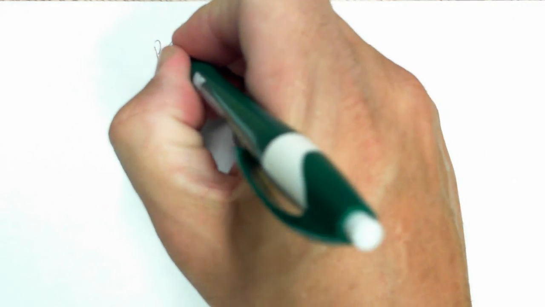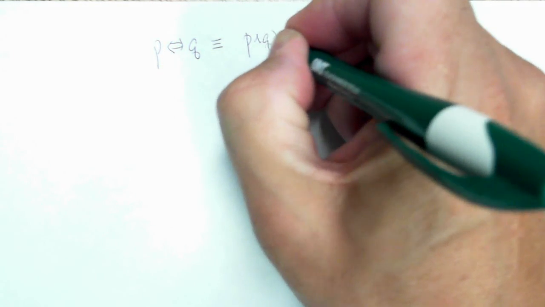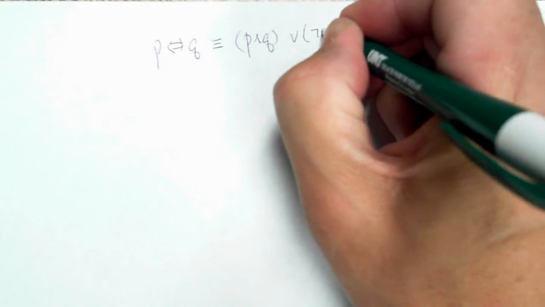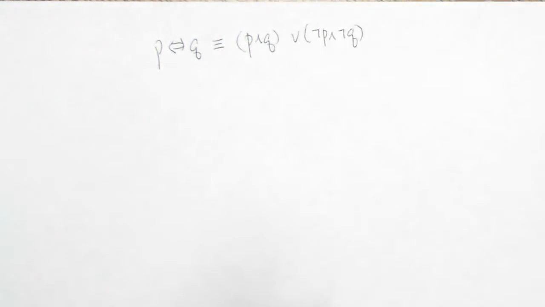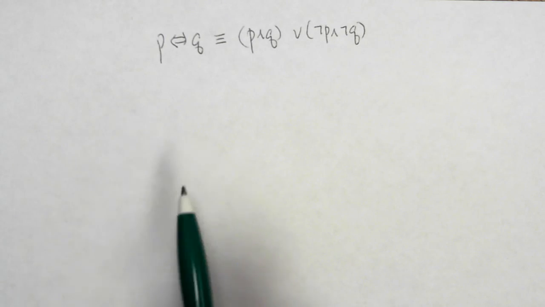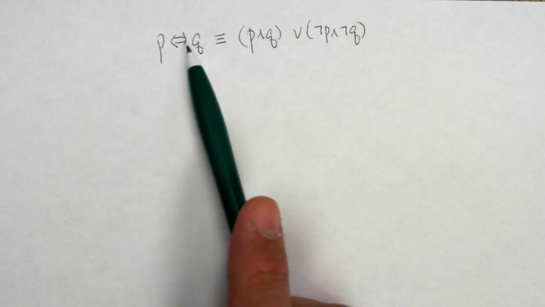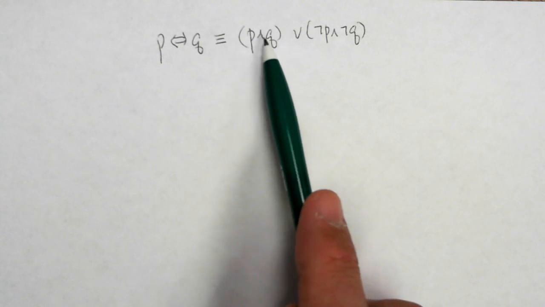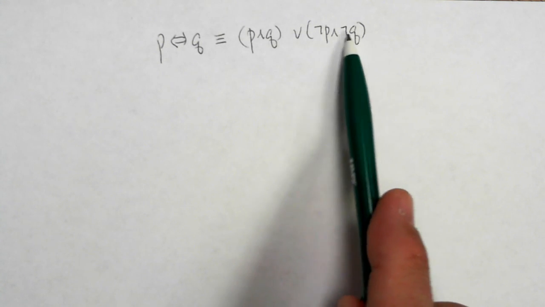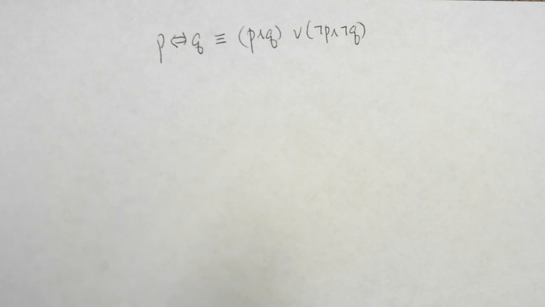Okay, third, let's take a look at the equivalence. P if and only if Q is equivalent to P and Q or not P and not Q. Now before we prove this, let's just talk about this one in words to see that it makes sense. P if and only if Q, that's saying P and Q are true at the same time or P and Q are false at the same time. So that's logically what we see here, so it makes sense.